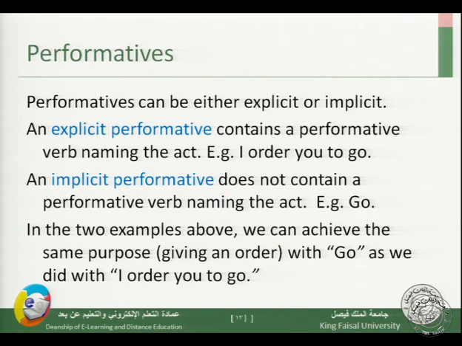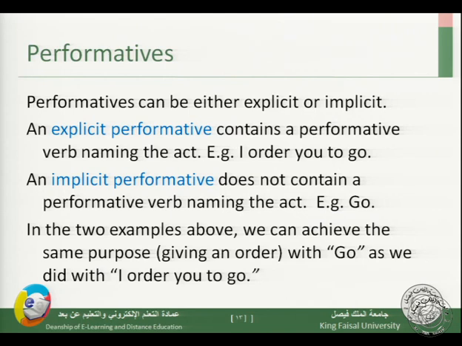with this performative verb. On the other hand, an implicit performative. So explicit and implicit, even the meaning can give you an idea about what they mean. This kind of performatives do not include a performative verb. So this is the difference. Explicit performatives have a performative verb. Implicit performatives do not have a performative verb that names the act.